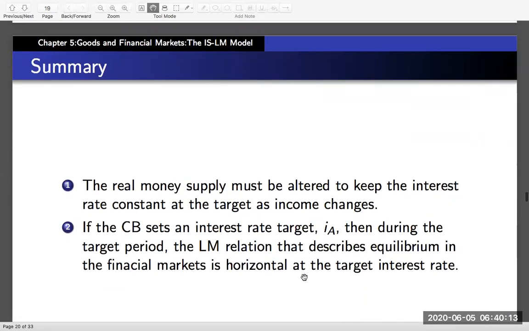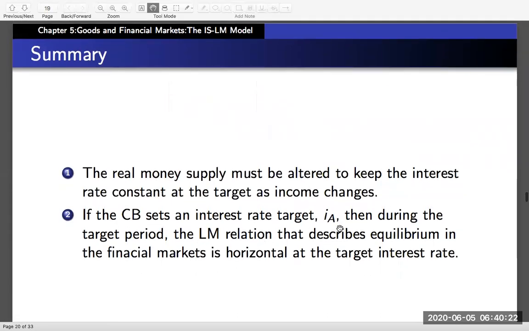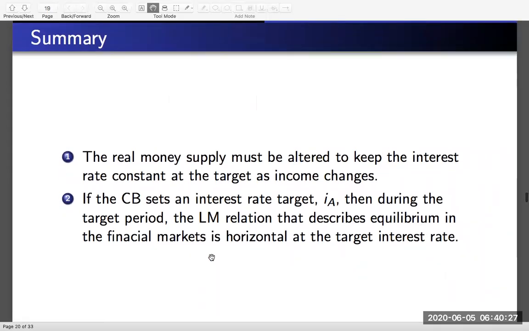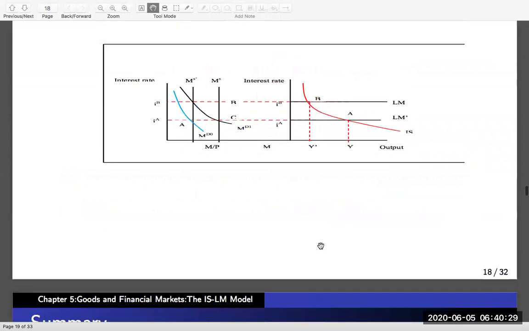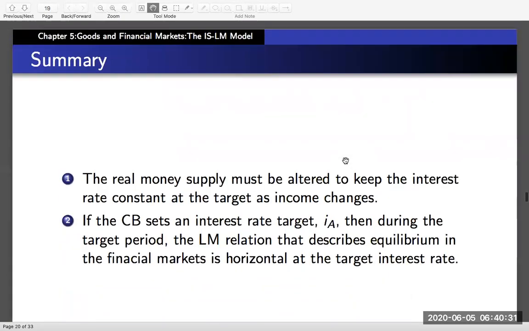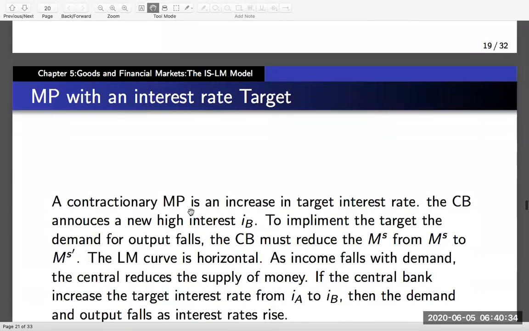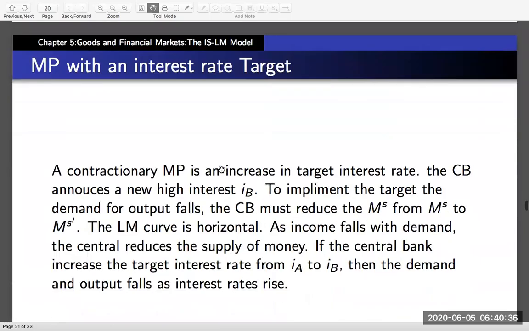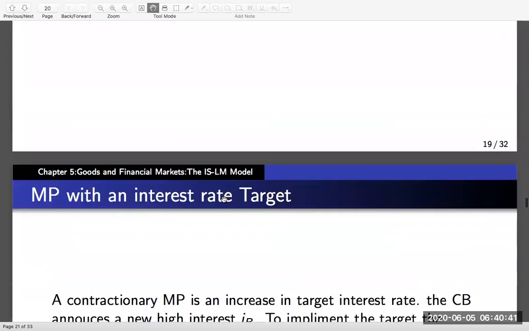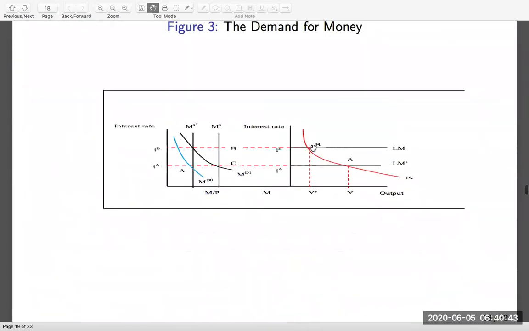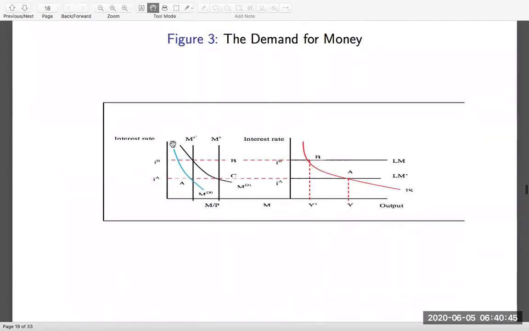All right, so again, the summary. The real money supply must be altered to keep the interest rate constant at a target as income changes. If the central bank sets an interest rate target iA, then during the target period the LM relation that describes equilibrium in the financial market is horizontal at the target interest rate, i.e. here. A contractionary monetary policy is an increase in the target interest rate. The central bank announces a new interest rate, so we are going to talk about iB here or iB there.